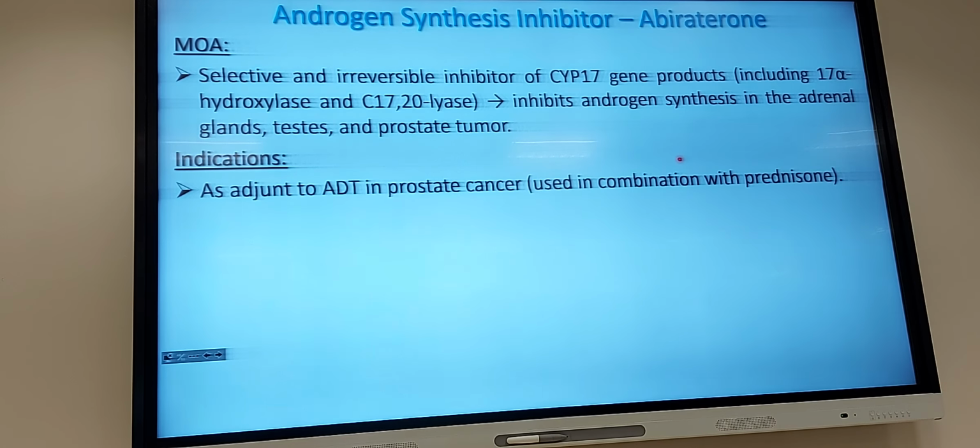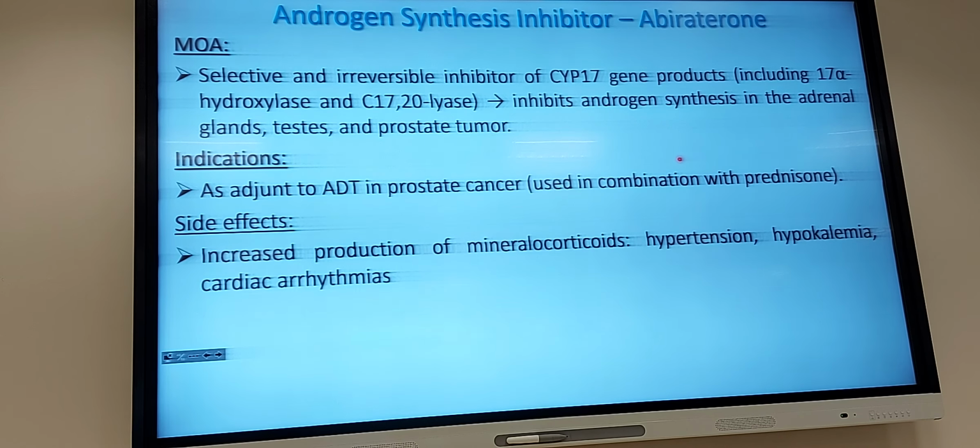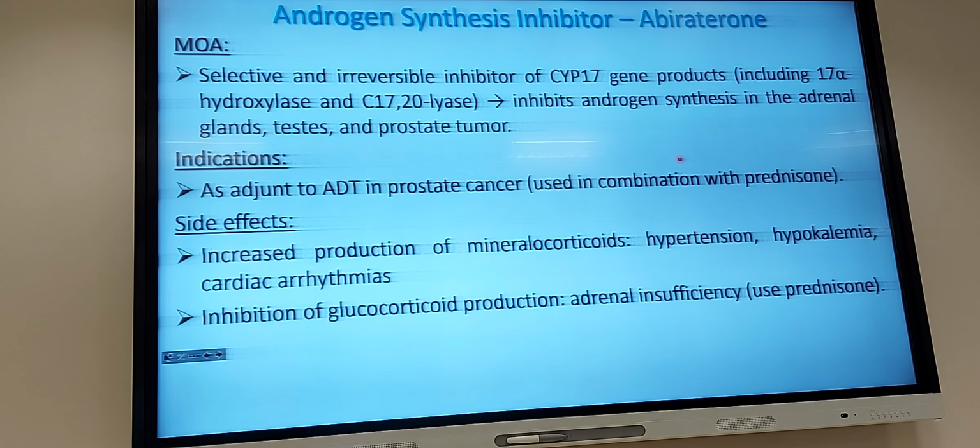The problem is, because it's inhibiting 17-alpha-hydroxylase and 17,20-lyase, besides androgens it will also reduce glucocorticoids, and it will increase the mineralocorticoids. Because it reduces glucocorticoids, they can have an adrenal insufficiency crisis, so you have to use it with prednisone. You have to give exogenous prednisone. Side effects: because there's increased production of mineralocorticoids, there may be hypertension, hypokalemia, and cardiac arrhythmias, and because there's inhibition of glucocorticoid production, there will be adrenal insufficiency. So you have to use it with prednisone.